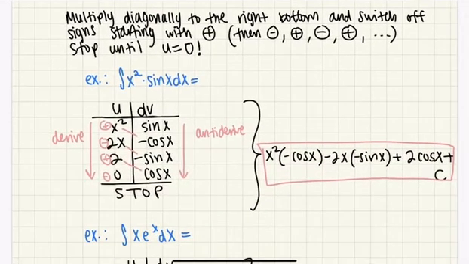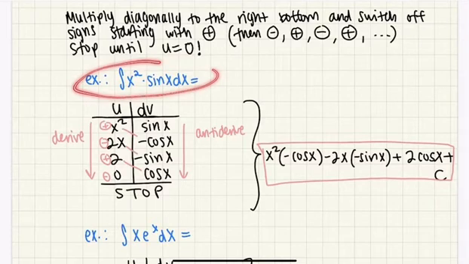So here's the next step in the process of this integration. Multiply diagonally to the bottom right. You'll see what I'm talking about. And switch off the signs, starting with positive. Then it would be negative, positive, and then etc., depending on where we stop, and I will go over that soon. So stop when u equals 0. So let me show you this in an example.